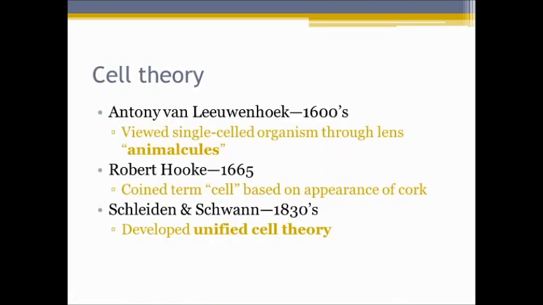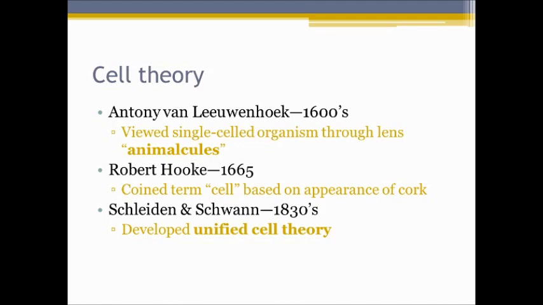So how did we even get to this place where we were able to start looking at cells through microscopes? Well, the first scientist who looked through a lens to see single-celled organisms was Antony van Leeuwenhoek in the 1600s. And once he saw these single-celled organisms, he called them animalcules, which is a pretty cute name, and I think we should stick with it. Next is Robert Hooke in 1665. He coined the term cell based on the appearance of cork. It kind of looked like a cell, like a prison cell.